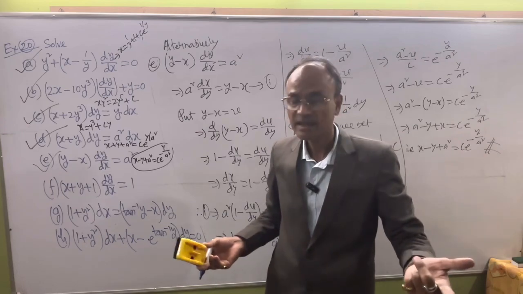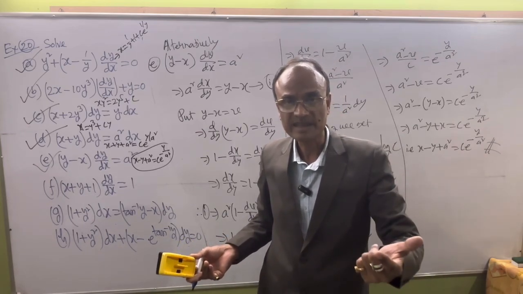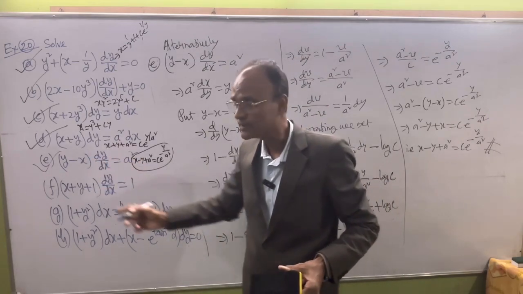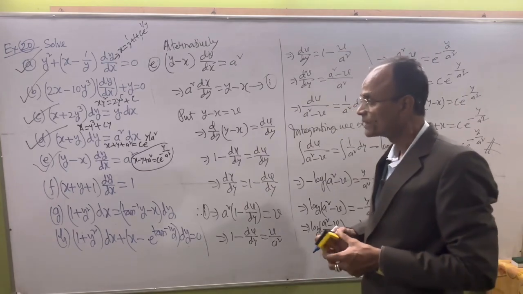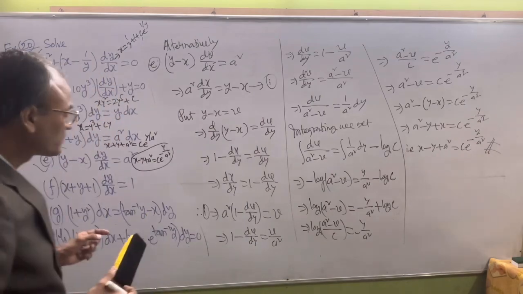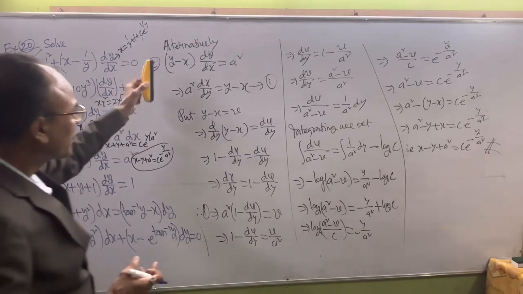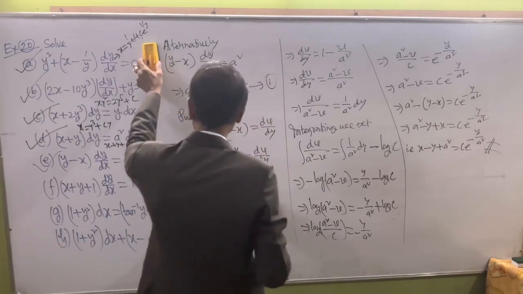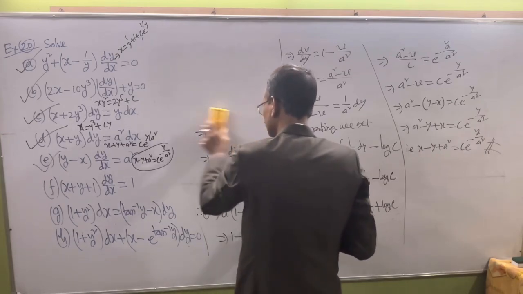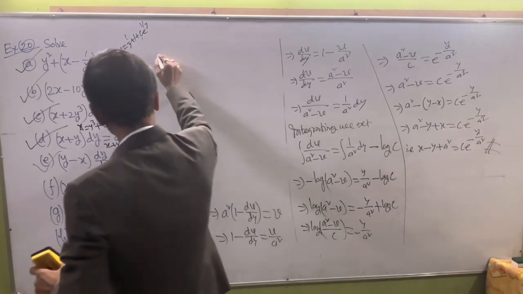First, by converting it to the linear differential equation, and then just putting y minus x is equal to v. We have solved this up to this question number 8. Now let us try to solve the question number f. Question number f.